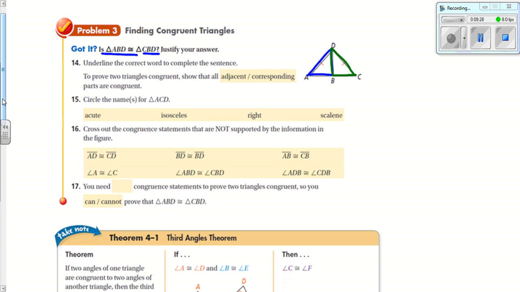Number 14 says, underline the correct word to complete the sentence. To prove two triangles congruent, show that all blank parts are congruent: corresponding. All corresponding parts, meaning all angles and all sides.